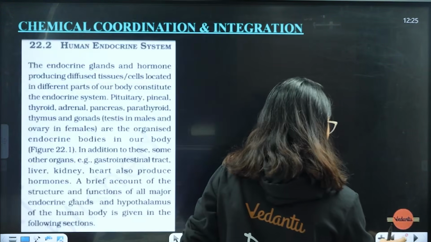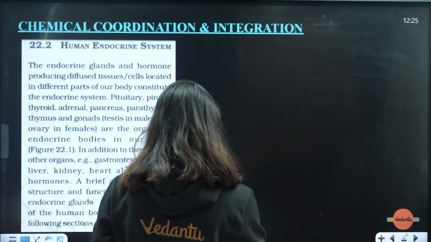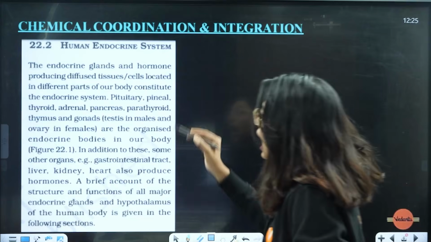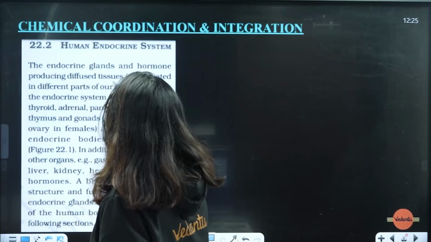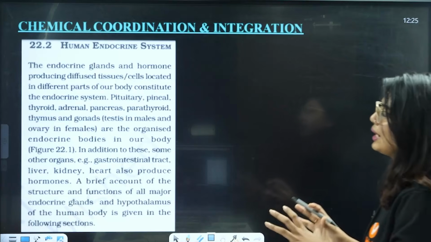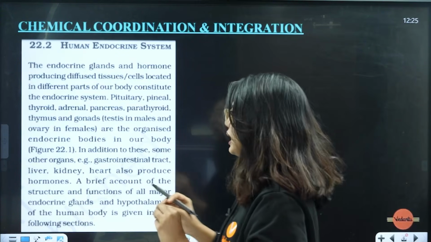One second, students, I'll write it after that. The human endocrine glands and hormone producing diffuse tissues and cells located in different parts of our body constitute the endocrine system.